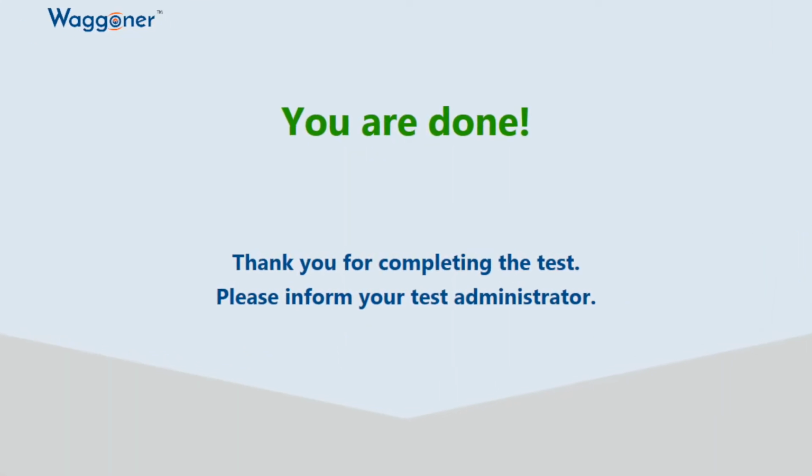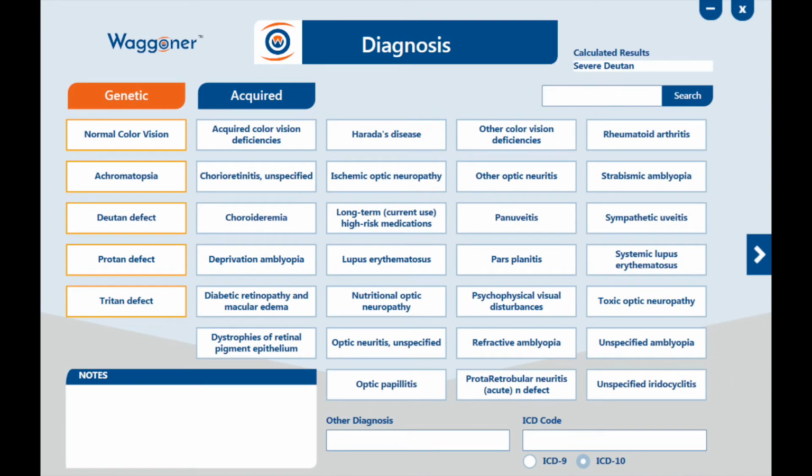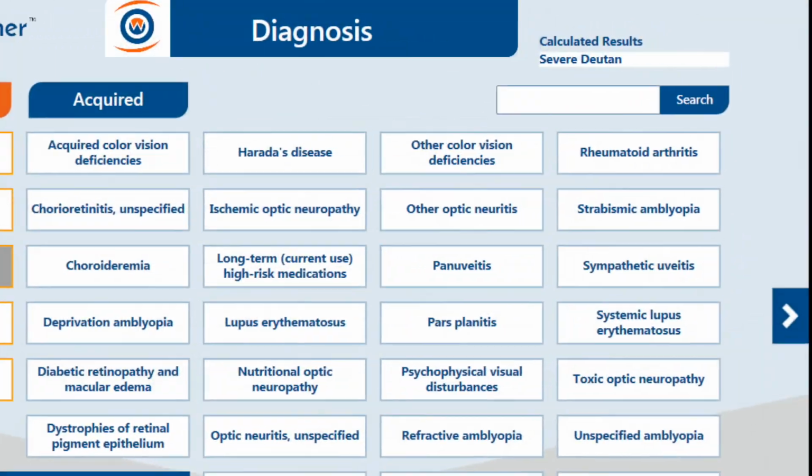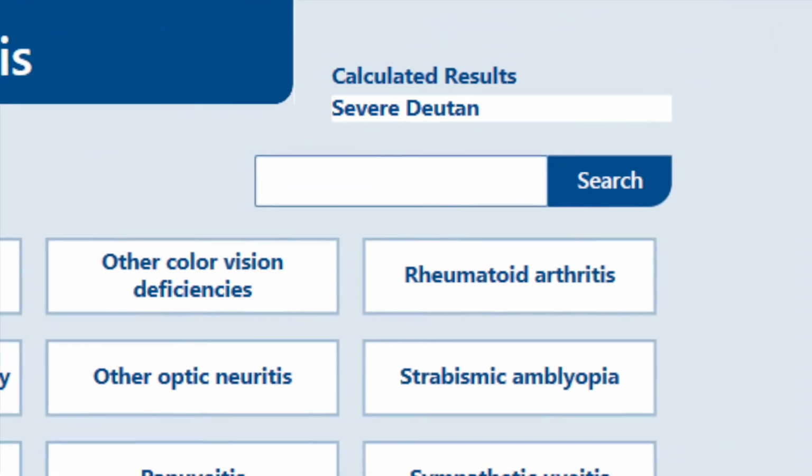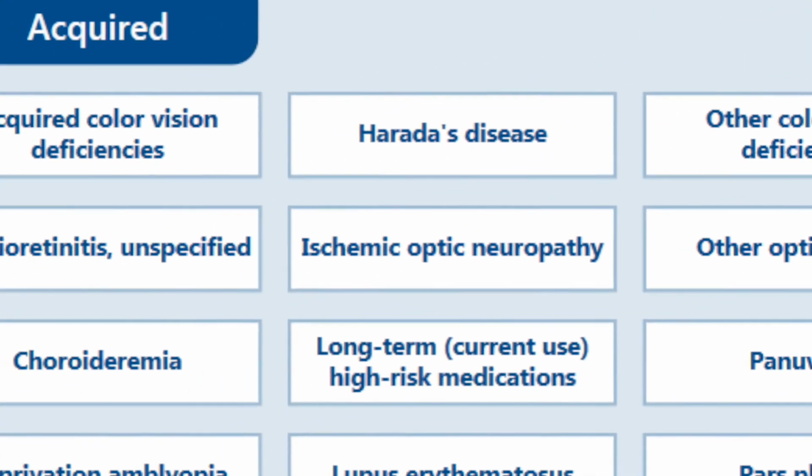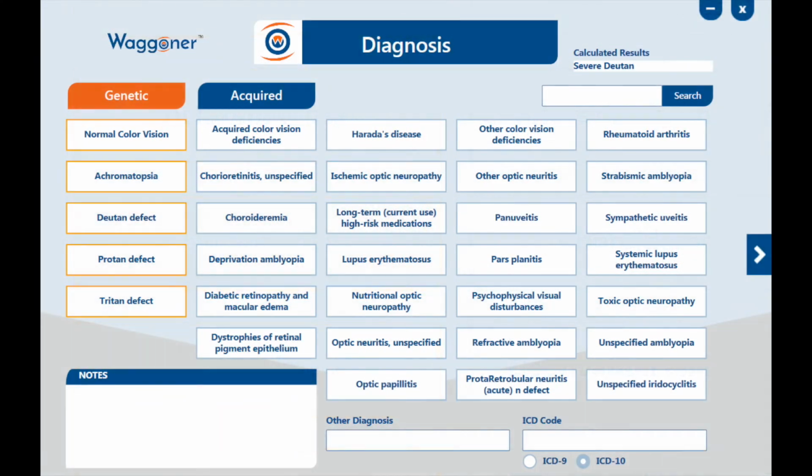This is the diagnosis page. This is where you will select the diagnosis for your patient. For this test, you can see that I'm a severe deutan, so I've selected deutan defect under the genetic column. You can also pick from any of the other diagnoses listed on the page or add your own at the bottom. By selecting the diagnosis, it helps give you the proper ICD information for reimbursement on the results page.